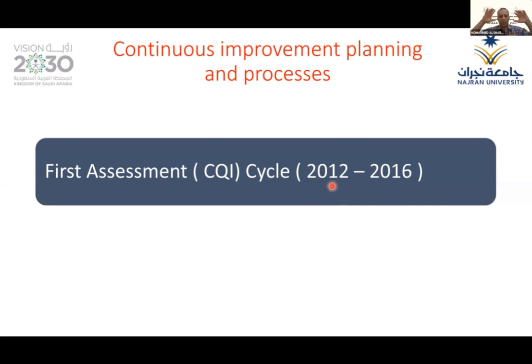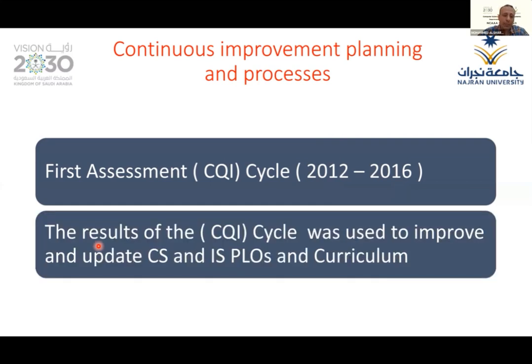We have to differentiate. For the higher level, like for the mission, for the goals, as we said in the first session, it was 5 years. However, for PLOs, because our program is a 4 year program, we have a cycle of 4 years, and alhamdulillah, we were able to close this cycle from 2012 until 2016, 4 years. And the results of this first CQI or assessment cycle were used to improve and update CS and IS PLOs and curriculum. Yani, really the result of that was to update our curriculum and our learning outcomes.